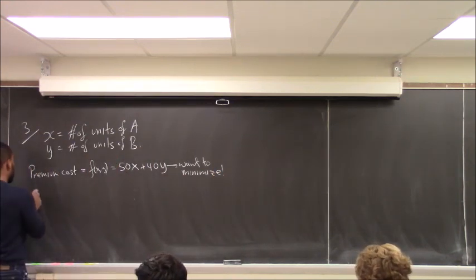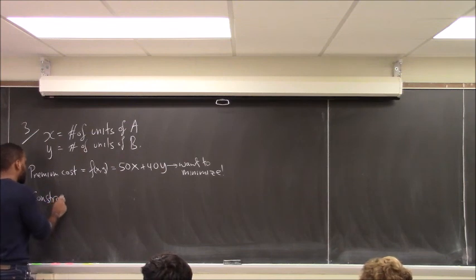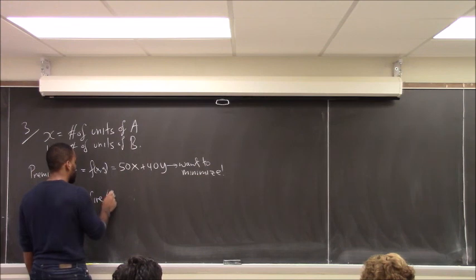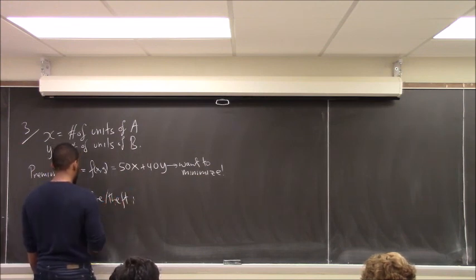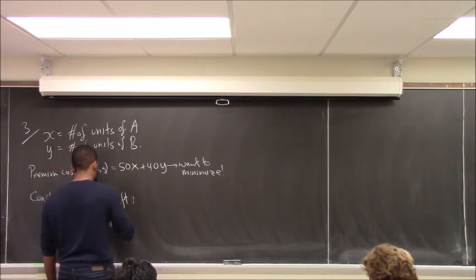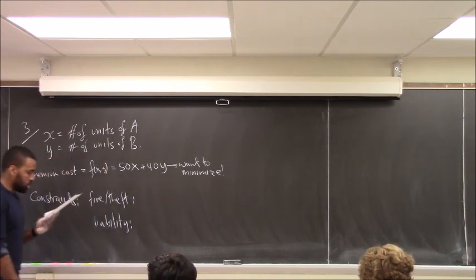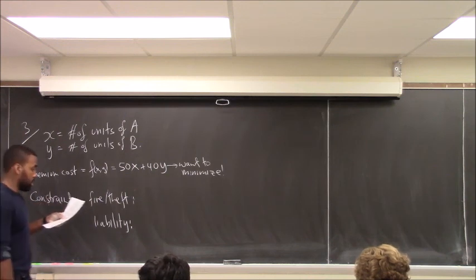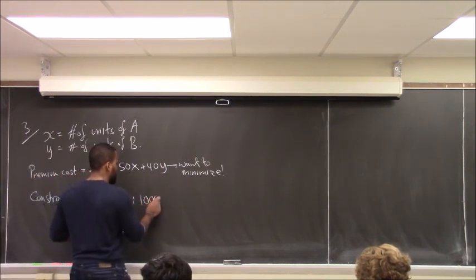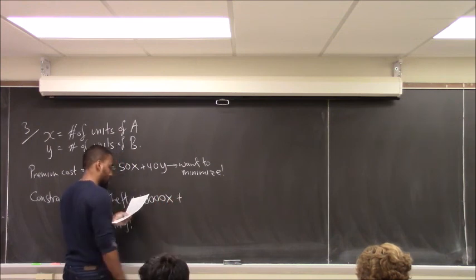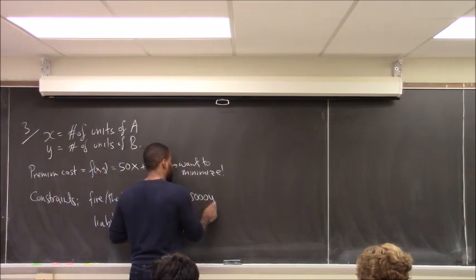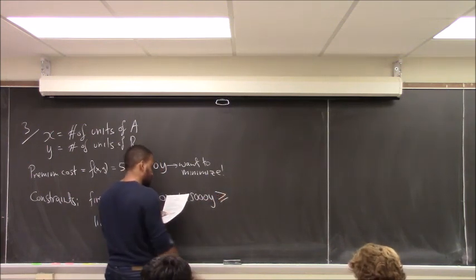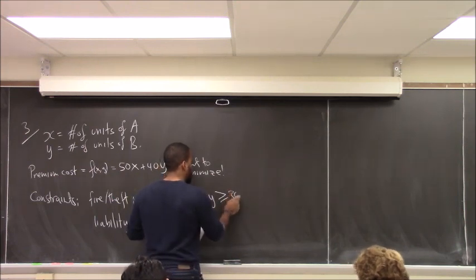Now we're going to look at our constraints. We want a certain amount of fire and theft insurance, and a certain amount of liability insurance. Those are the only two things they're looking for. The fire and theft insurance from A is $10,000 per unit of A bought and $15,000 per unit of Y bought. We want the fire and theft to be greater than or equal to $300,000.